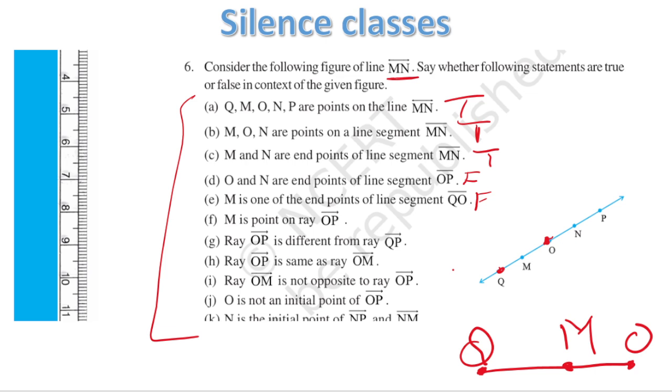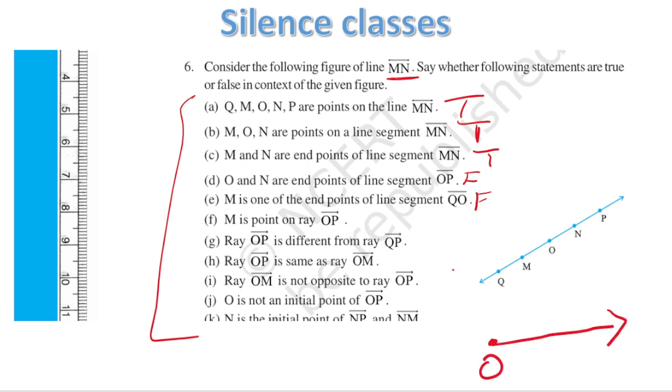Now, M is a point on ray OP. Now we can talk about ray OP. Okay, O and P means it is starting from here, where we are having the starting point O and moving towards P, and an arrow is there. It means it is a ray. And it is saying M. Sorry. O is here and M is over here. Means M is over here.